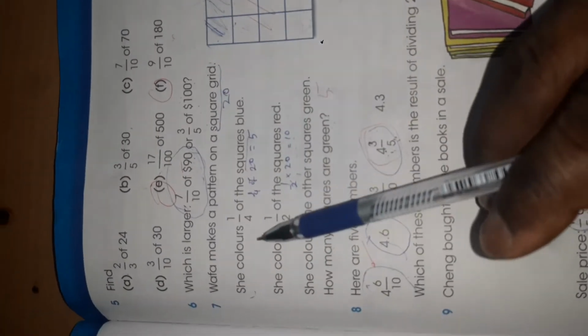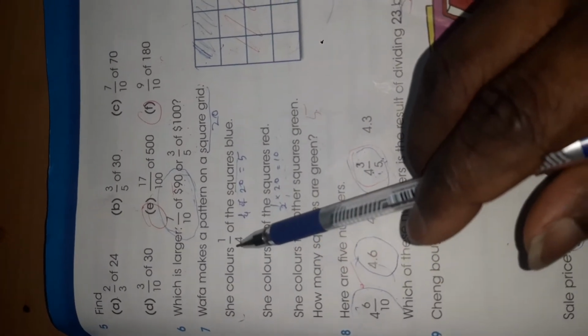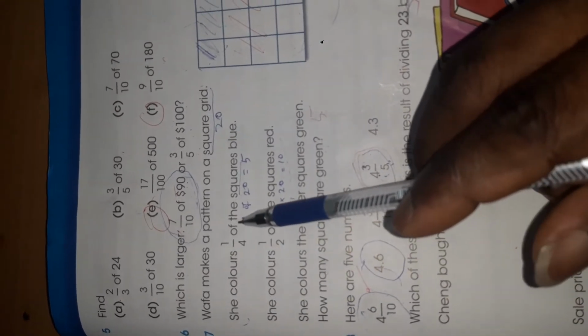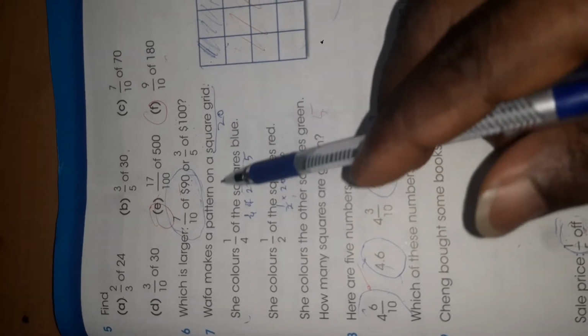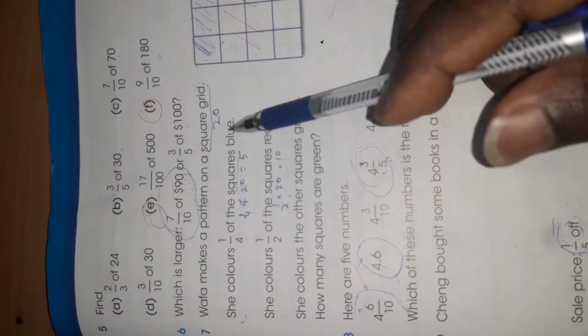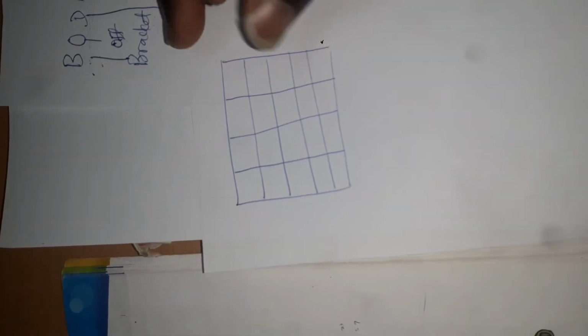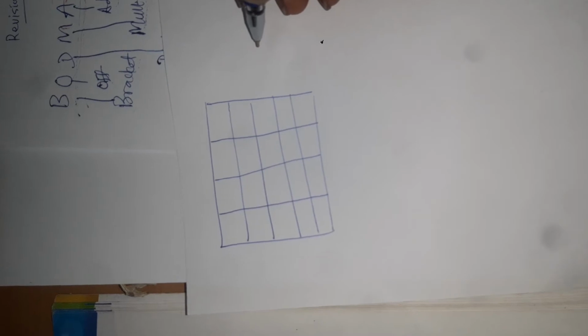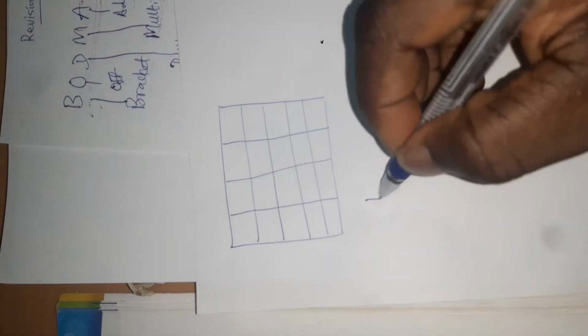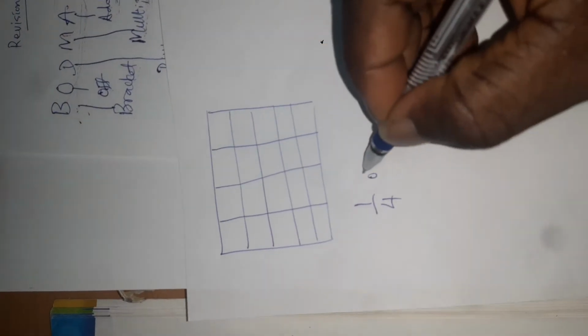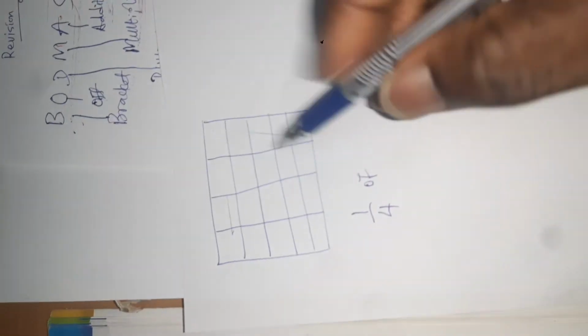Now the question says Wafa makes a pattern on this square grid. Now she colors 1 out of 4 of the square, and it is blue color. It means 1 out of 4 of the total number of squares. The total number of squares is what? Is 20. So I've drawn the box here again. Now if you find 1 out of 4 of what? Of the total number. The total number is what?